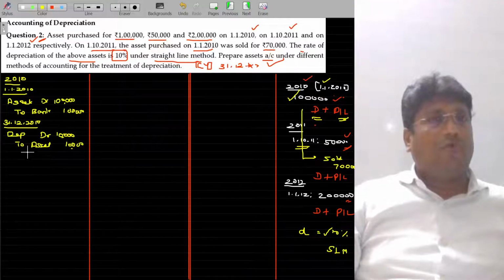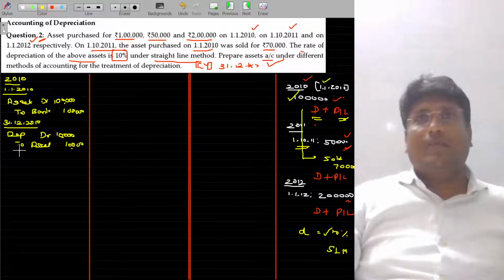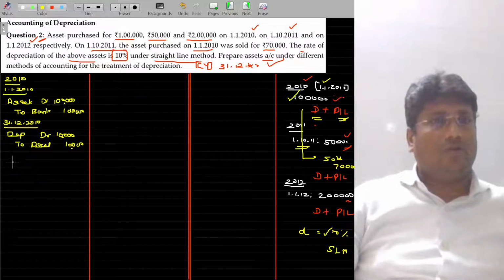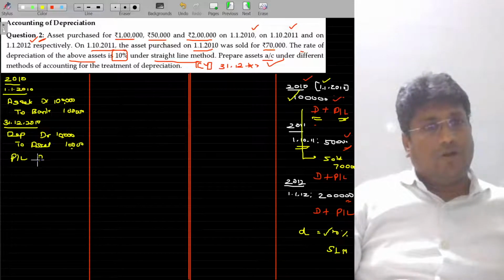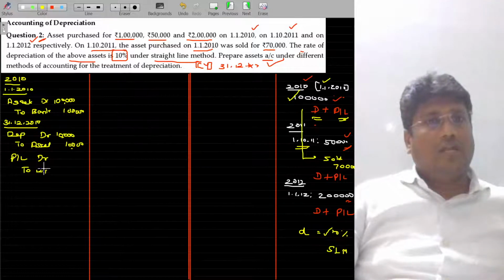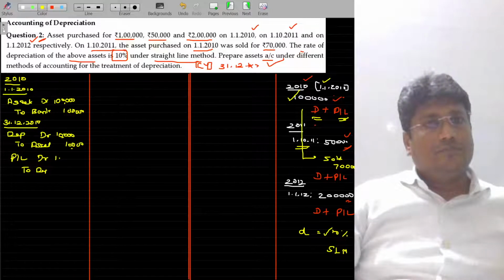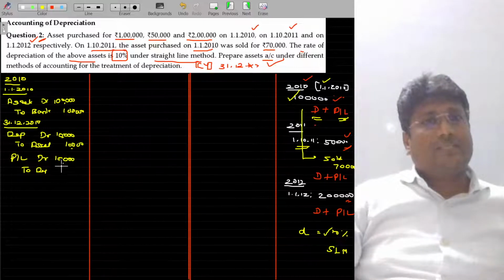Between these two, among the 4 items, which is the nominal account? Depreciation is the only item available as a nominal account, and it should be transferred to the P&L account. So the entry being profit and loss account debit to depreciation. Profit and loss account debit to depreciation. This value being 10,000. So successfully we have completed the year 1.